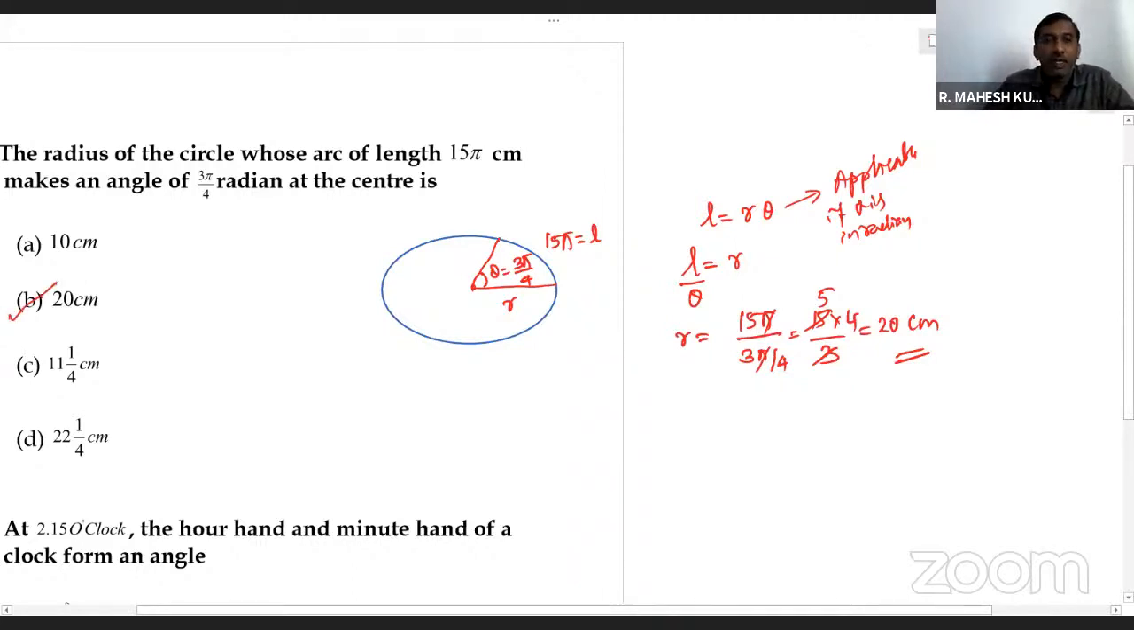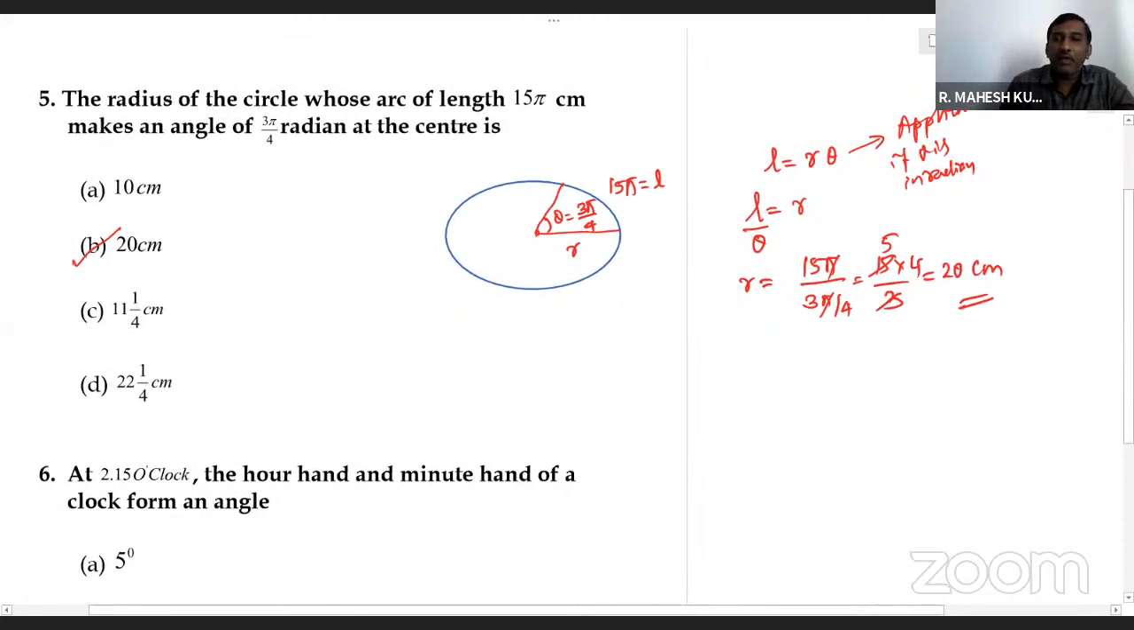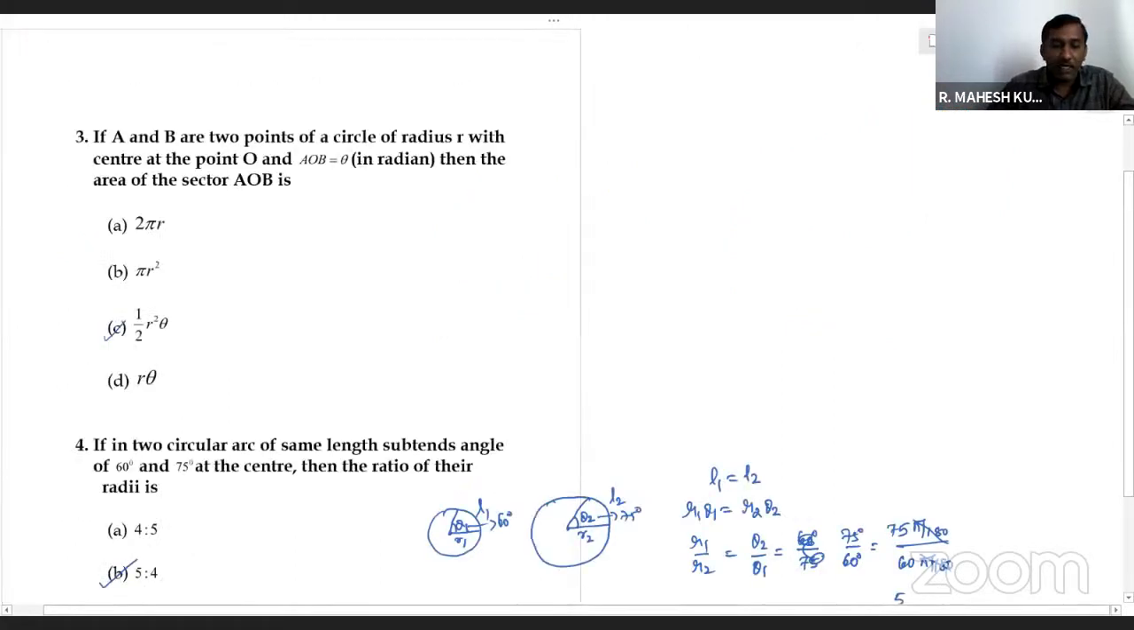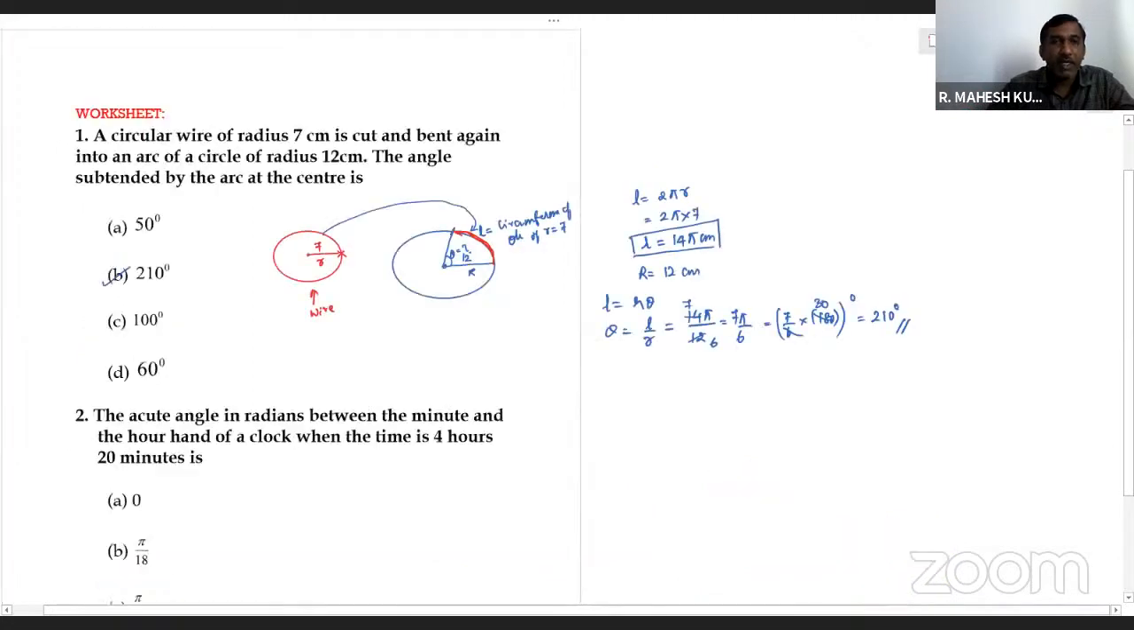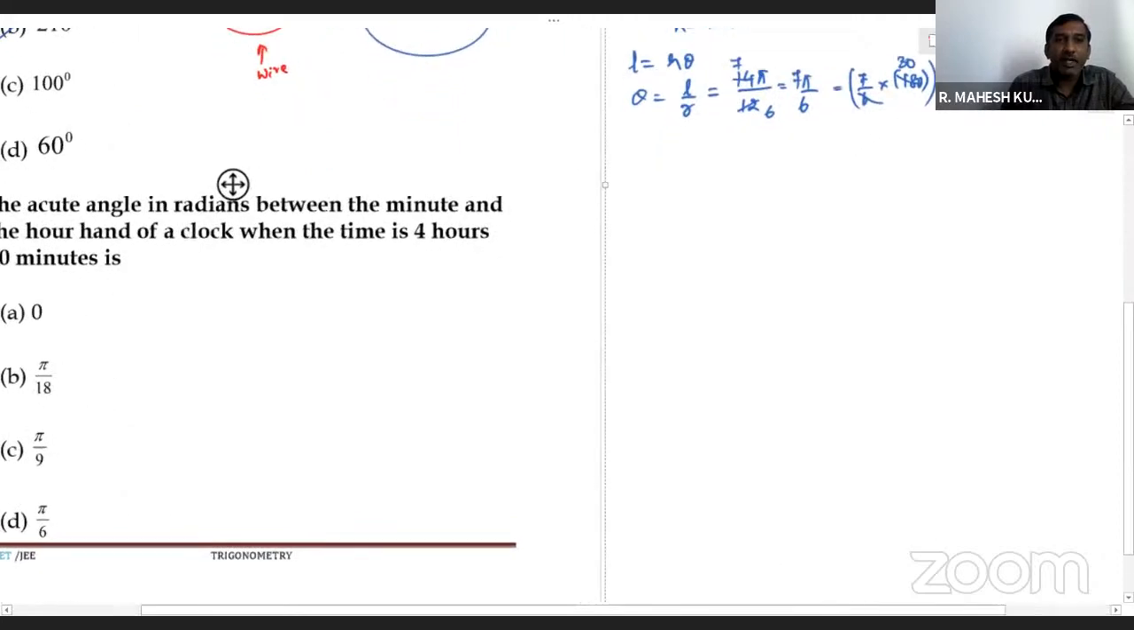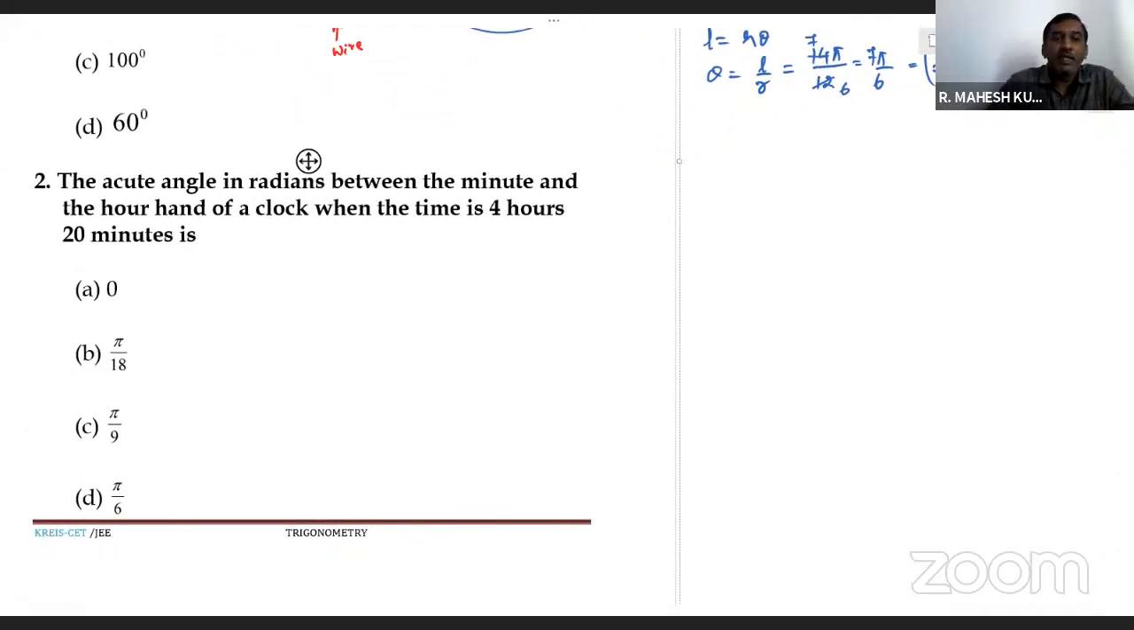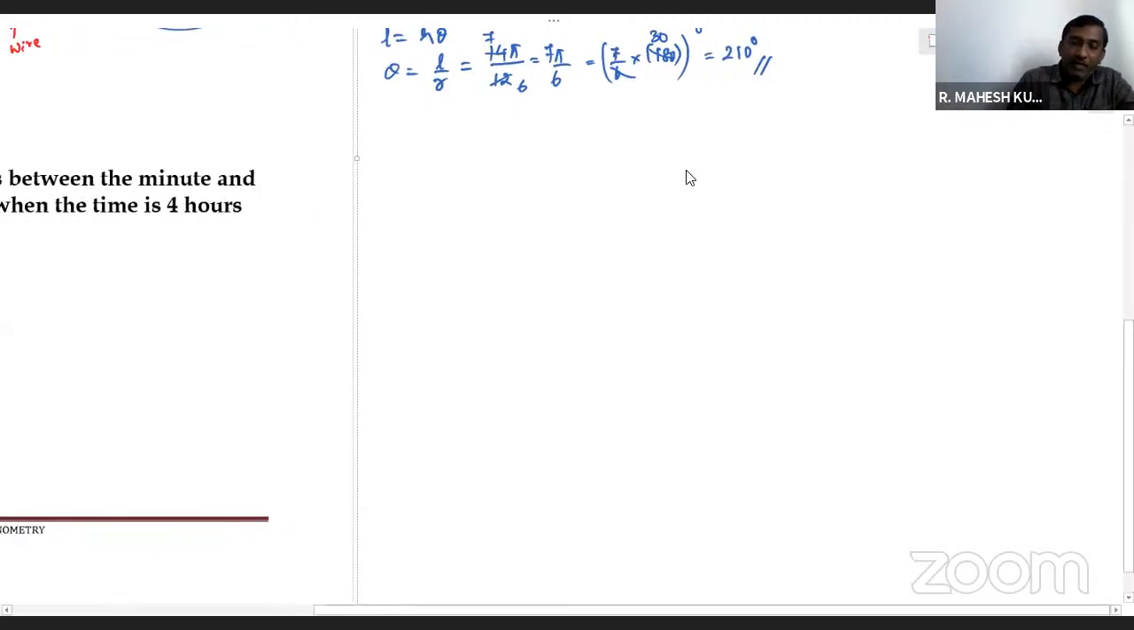So we will continue with this, and we'll go to the next question. So next question, the sixth question. Let me go back to the radian angle between the minute hand and hour hand of a clock. So I will explain that. Afterwards, we can solve all the questions continuously. Suppose you take a clock, you are all familiar with the clock.